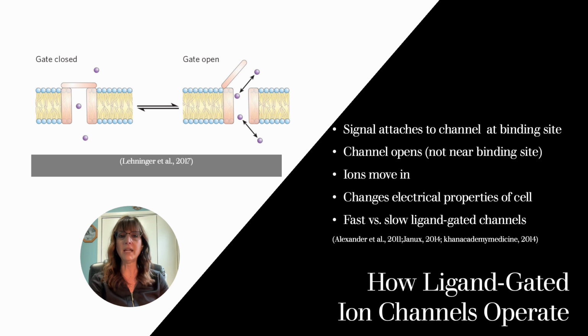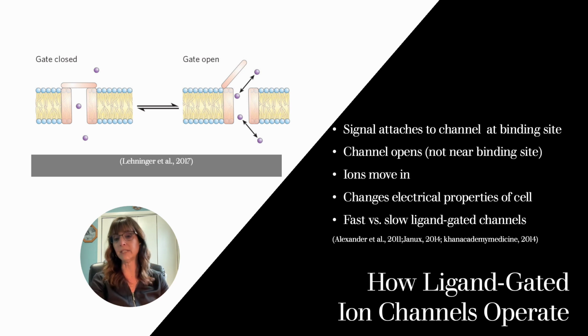Now, once it opens, ions like potassium, sodium, chlorine, calcium can move through the channel. When they move through the channel, especially if they're moving into the cell, it changes the electrical properties of the cell. We say that an intracellular electrical signal occurs when the ions move in.